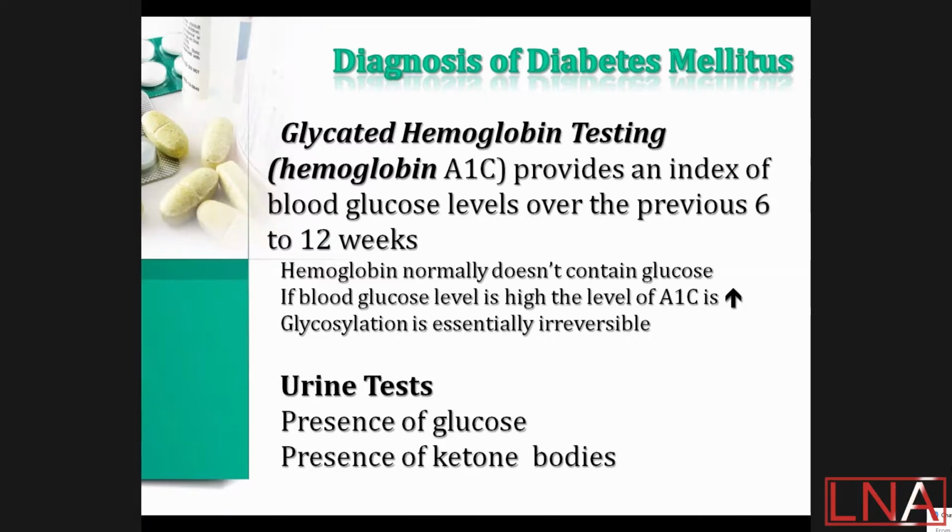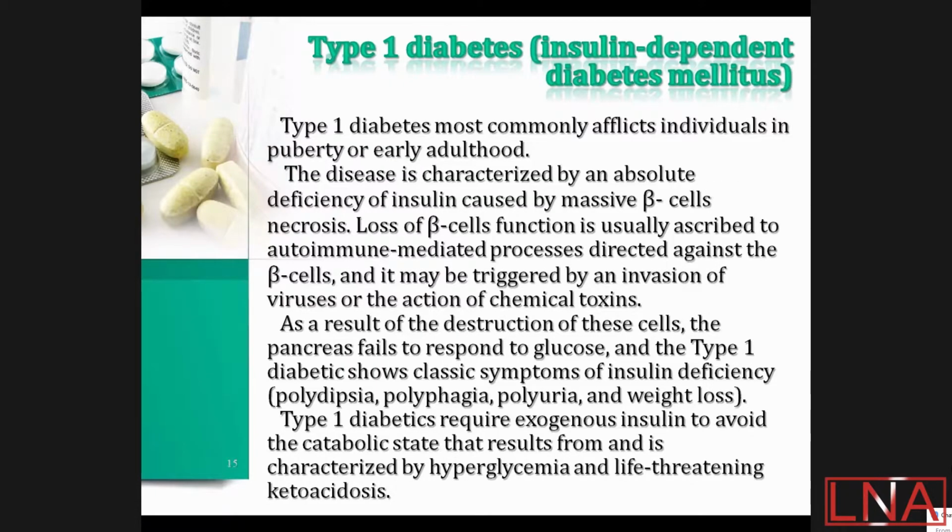One more test, glycated hemoglobin testing, and urine tests for the presence of glucose, which means glucosuria, and the presence of ketone bodies, ketonuria. These are also used in the diagnosis of diabetes, but the three main types are more important.